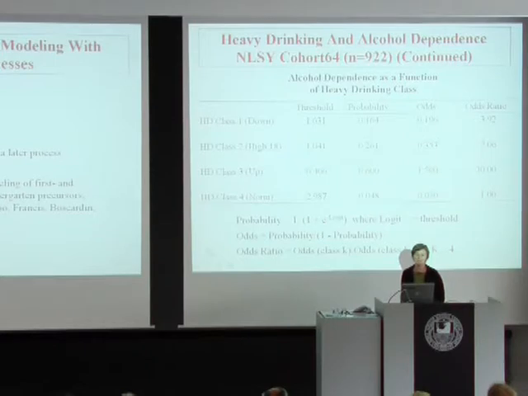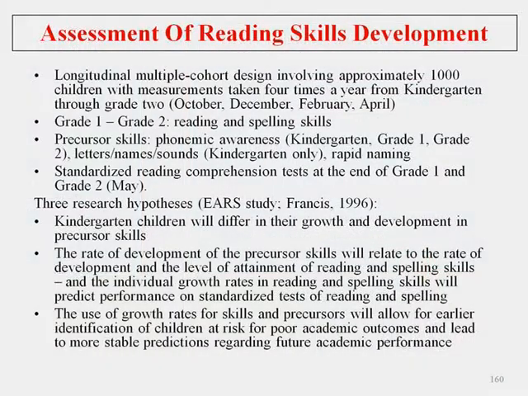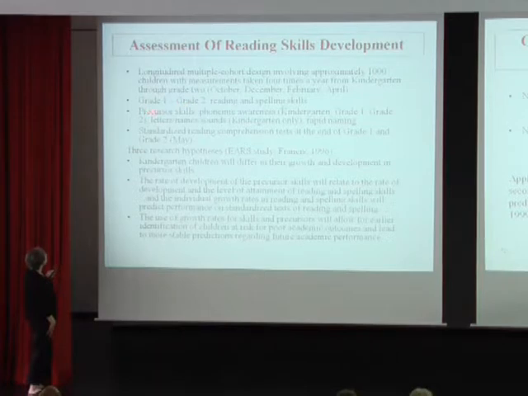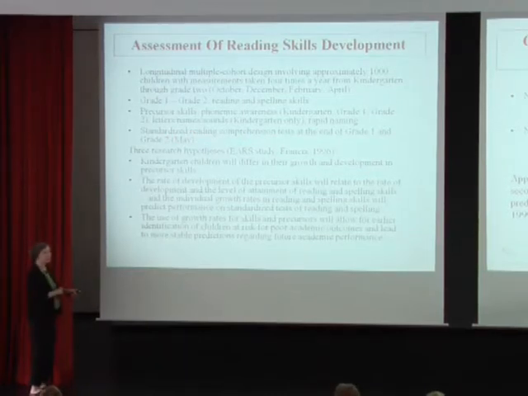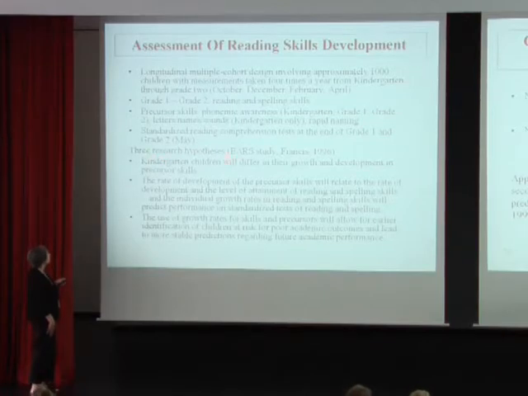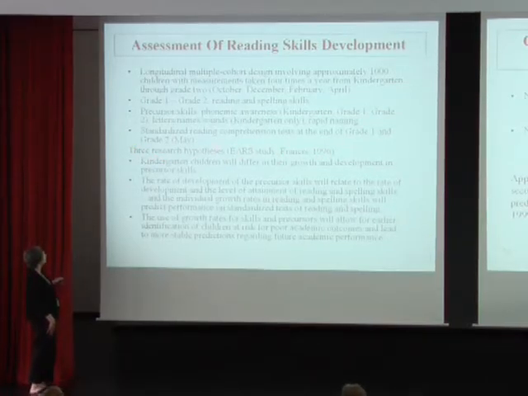The paper is Monte, Ku, Francis, and Boscardin, 1999, and we have a sample of 410 individuals. So there's a lot of information here. It's longitudinal multiple cohort. Actually it's more students, it says here, but I guess maybe we only look at part of them. In grade 1, they take reading and spelling skills in grades 1 and 2. In kindergarten, they have phonemic awareness and then a rapid naming variable that we use. They also take a standardized reading comprehension test at the end of grades 1 and 2, which we don't look at.